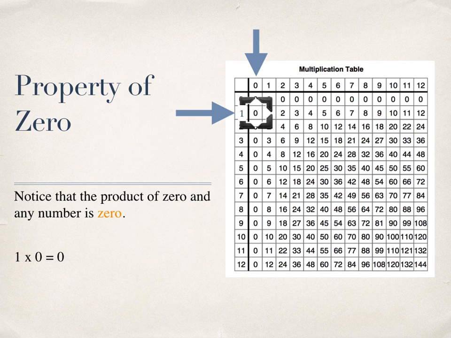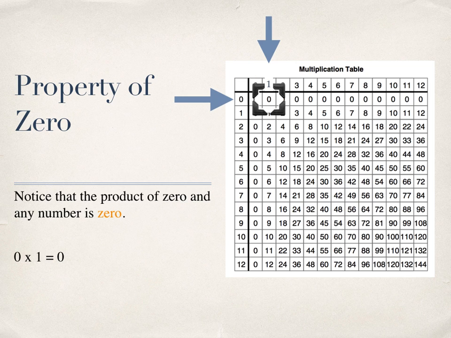Another property of multiplication that we can use is the property of zero. Notice that the product of 0 and any number is 0. 1 times 0 is 0. 0 times 1 is 0.